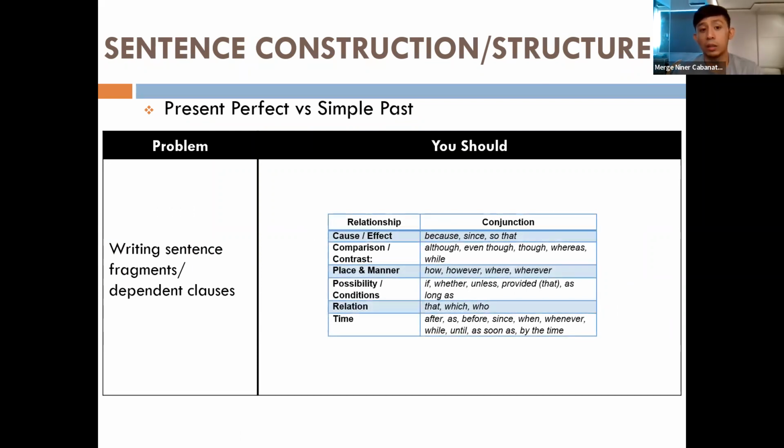Ito po yung mga conjunction. Guys, disregard nyo itong present perfect, simple past, wala yan. Sa conjunction po tayo. So ito yung mga pwede natin gamitin to combine the sentences together. Nasa inyo na yung listahan na ito mamaya. Bawa, while, until, as soon as. Submit this paper as soon as you finish your task. Diba? By the time I get back, you should be able to finish your assignment. So ilalagay natin siya in the sentence.